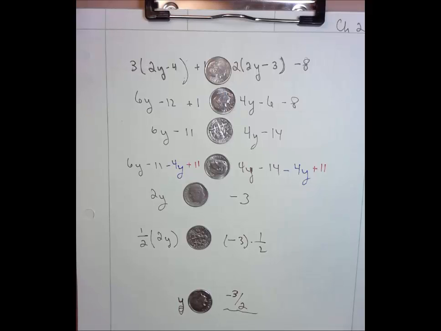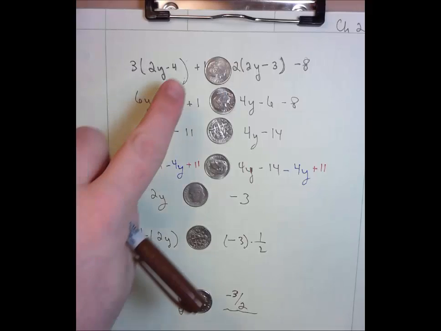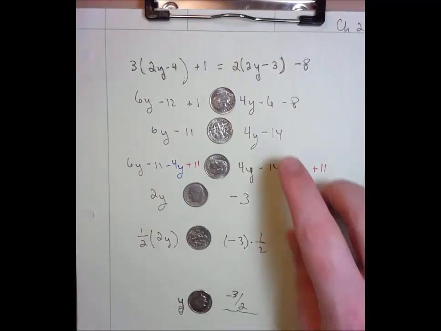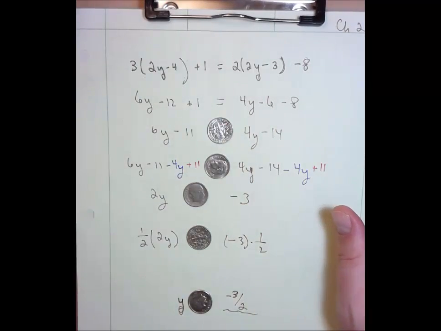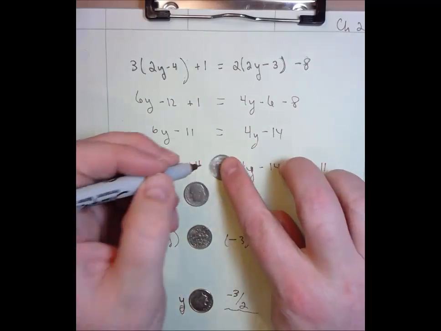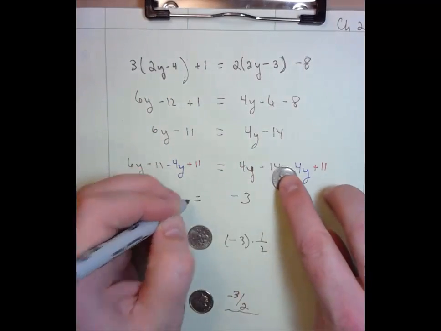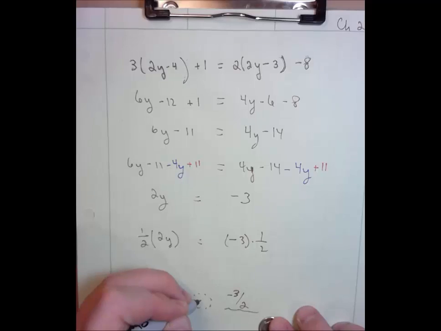Okay, let's reveal. Was this an equality or an inequality? It was an equality. So this is an equality, equality, equality, equality, and equality.